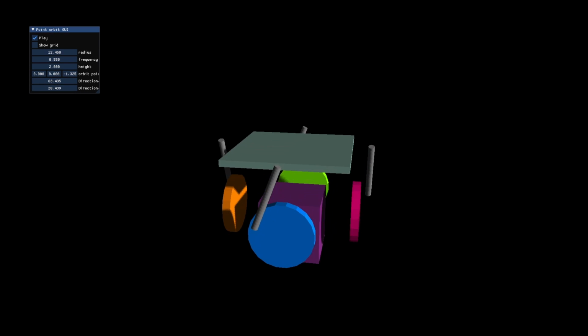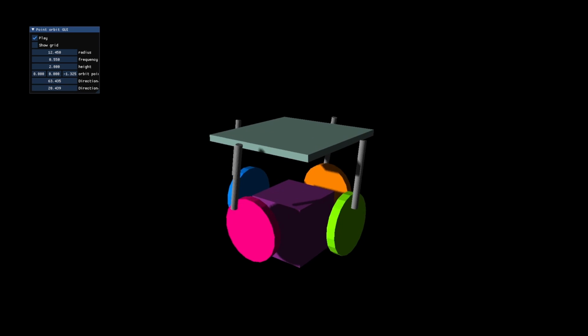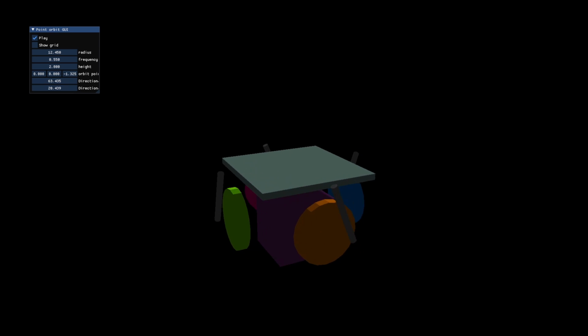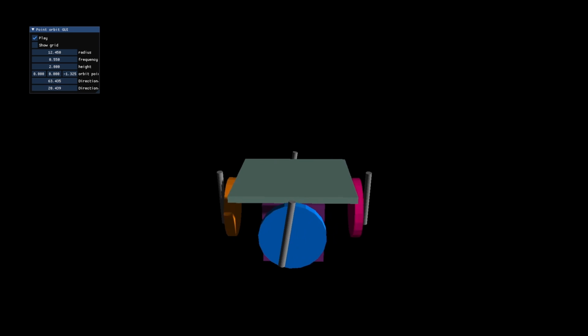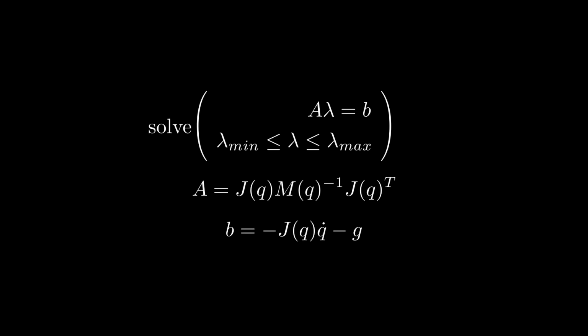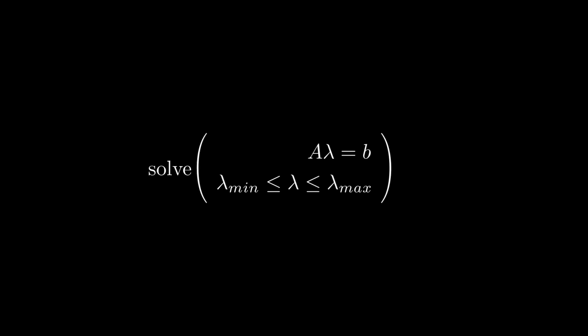The engine applies little nudges to all constrained rigid bodies to make sure that their constraints are satisfied. These nudges are linear and angular impulses that have to be calculated every frame. These impulses come from solving the equation shown here for the vector lambda, given some matrix A and some vector B. And what's interesting about this equation is that all constraint-based physics engines have to deal with it in some way. And it's not a particularly easy problem to deal with.